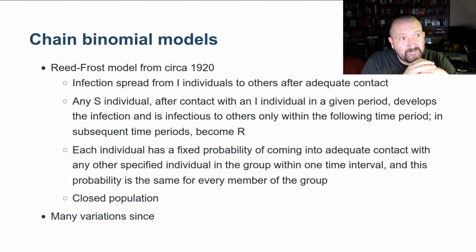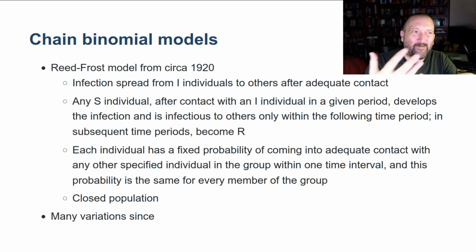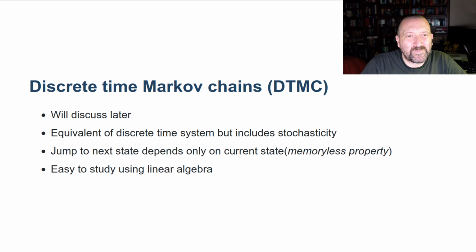This generated a lot of work. So Reed-Frost models, if you look at the probabilistic literature, generated quite a lot of interest, probably the domain that was more active, for instance in the 1950s, than deterministic epidemic models. Discrete time Markov chains I will discuss in much more detail later, so I'm not going to spend time here.